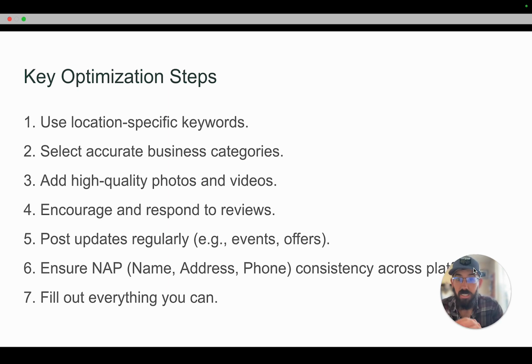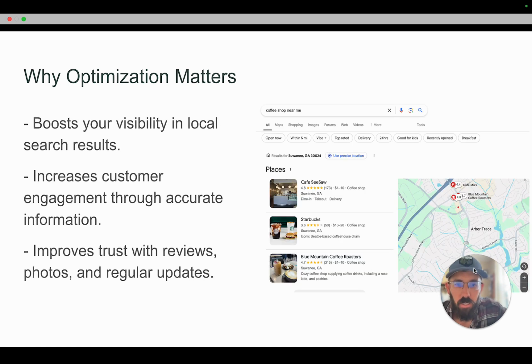Key optimization steps, things to be thinking of. Use location-specific keywords within the content of your profile. Make sure you're selecting your accurate business category. If we look back here, you can see the business category here is coffee shop, coffee shop, coffee shop.